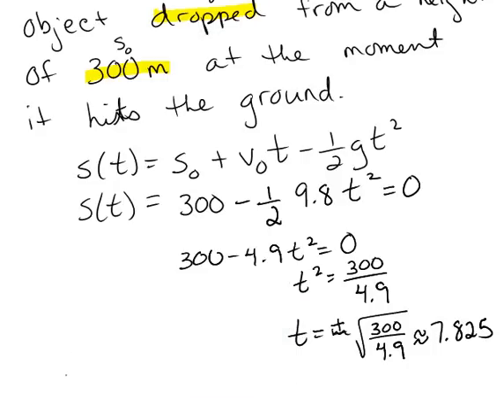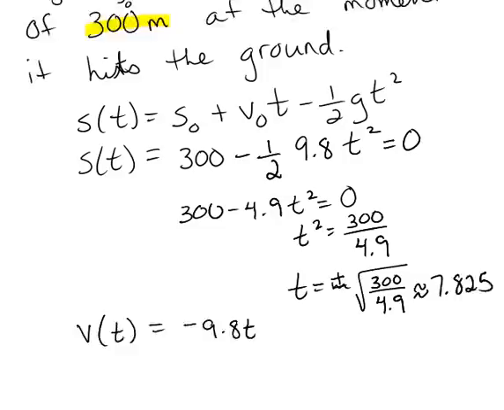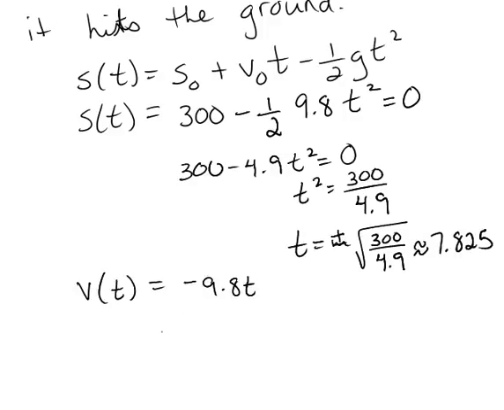To find the velocity, you can either use a formula or take the derivative here. The velocity is just the derivative of the position. So if this is your position equation, the derivative of 300 is 0, and the derivative of the other term is just negative 9.8 t. So you're just going to take the number that you got for t. If you want to be most accurate, you could put the square root of 300 divided by 4.9 in there to get the velocity.